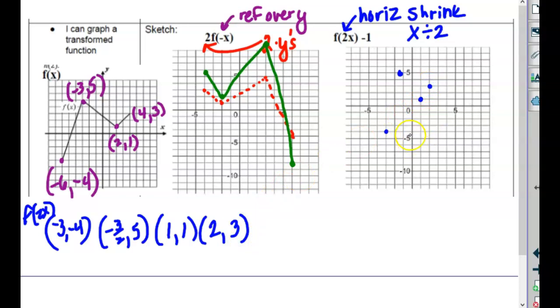But what's the last thing I'm also supposed to do? What is that -1 on the back doing? Moving it down 1. So each of those ordered pairs should shift down 1.